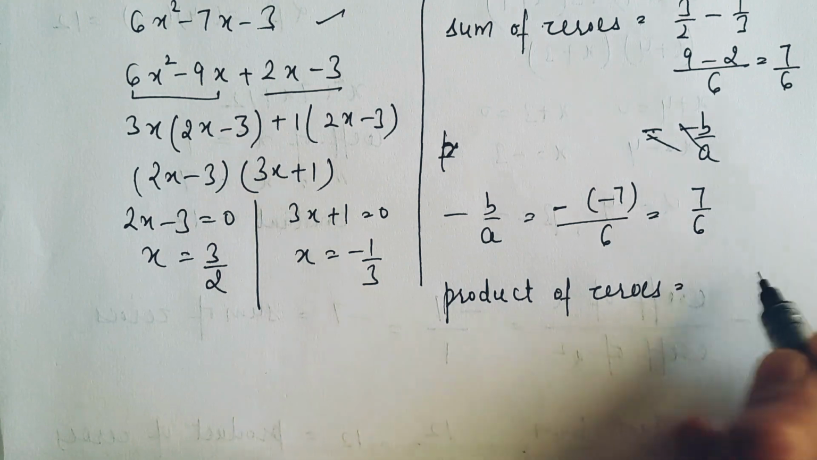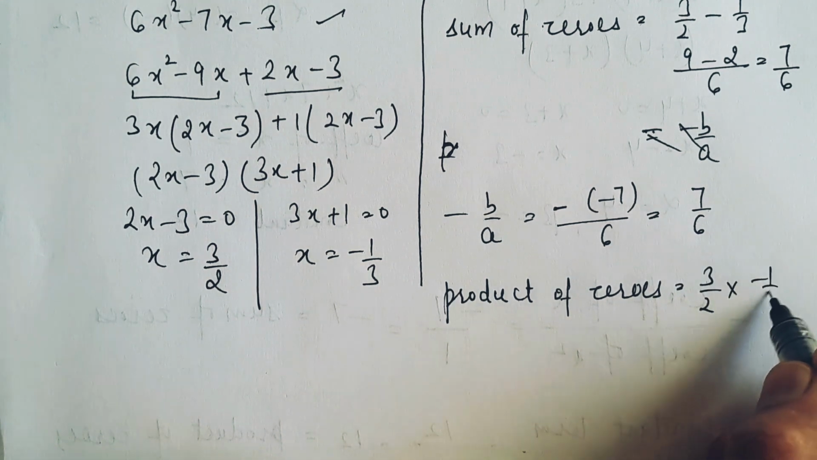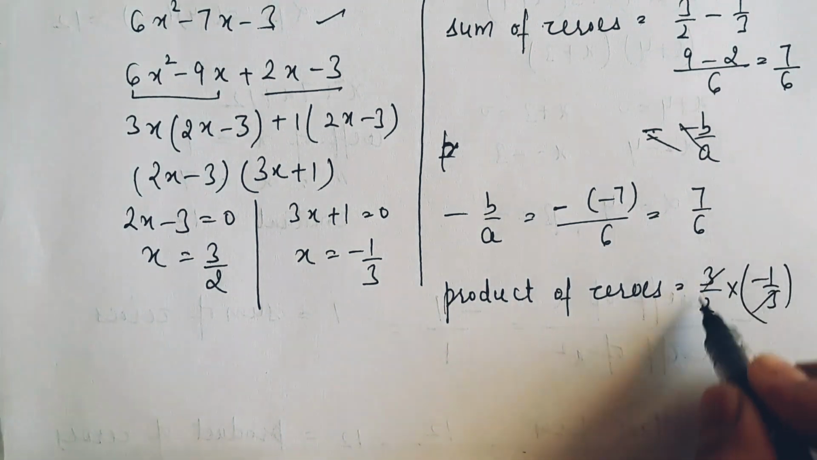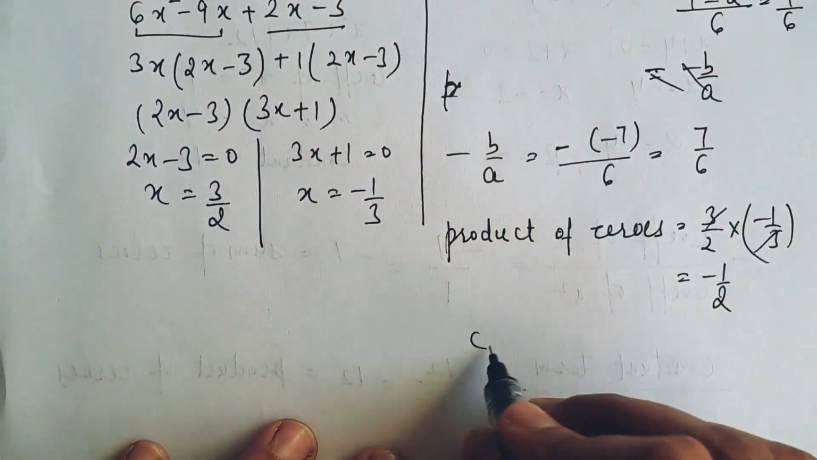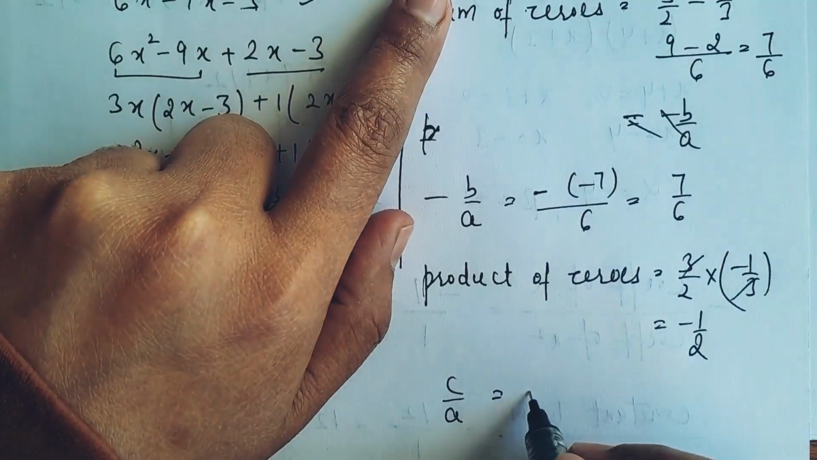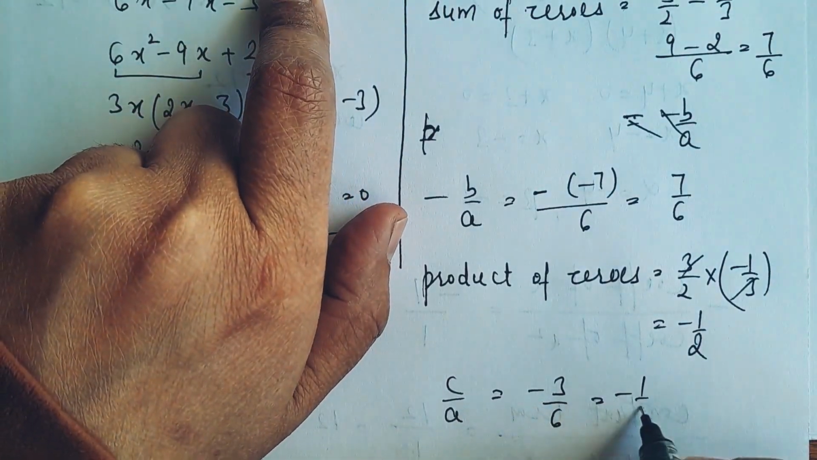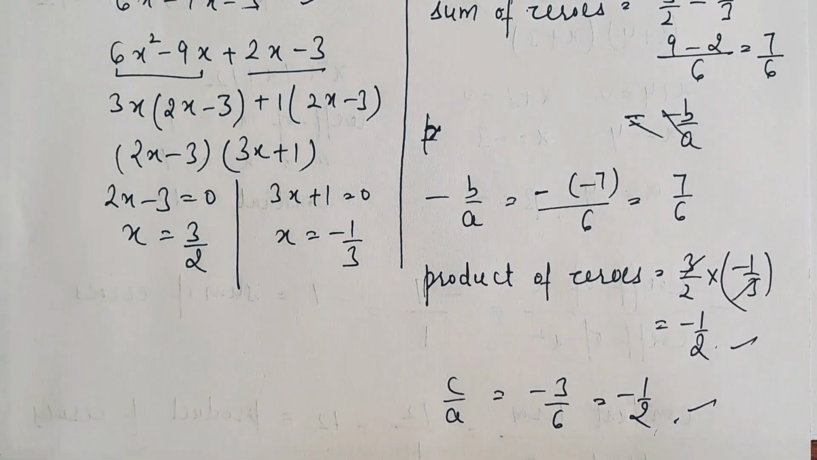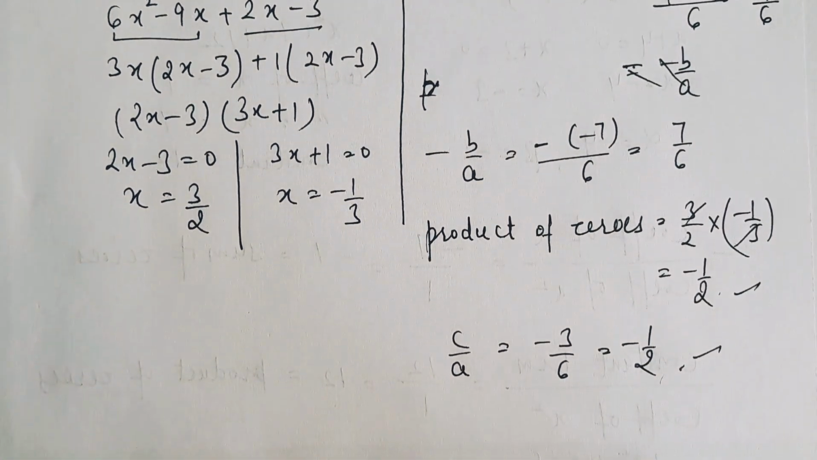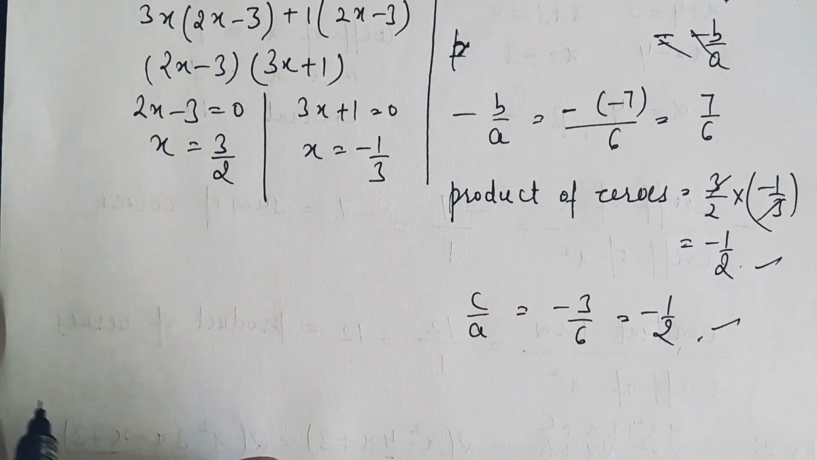Similarly, we can verify product of zeros. If you multiply 3 by 2 and minus 1 by 3, both the zeros, so you will get minus 1 by 2, which can be written as c by a. Look, c by a, if you find out from here, minus 3 by 6, that is also minus 1 by 2. That means both are same. So hence the relation between the zeros and coefficients of the polynomial is verified. So these kind of questions are asked in the exam always. So let's take one more equation.